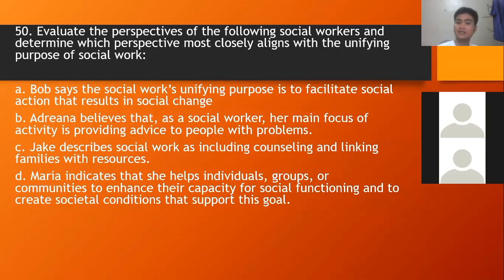Maria indicates that she helps individuals, groups, or communities to enhance their capacities for social functioning and to create societal conditions for success. So, target, micro, meso, macro, at the same time, the social functioning as a concept, individual, environment, and societal conditions that permeate the growth of the individual in that specific environment. Okay. Sige, may katanungan?